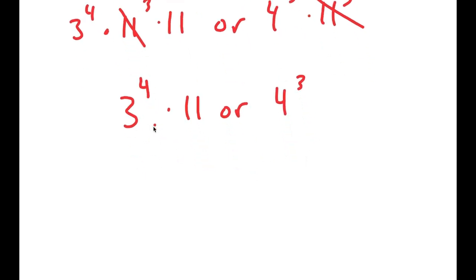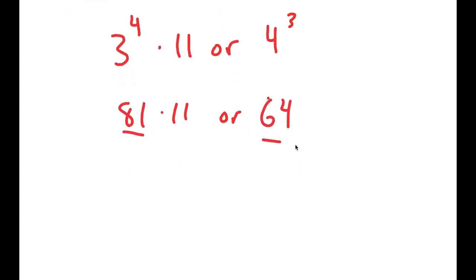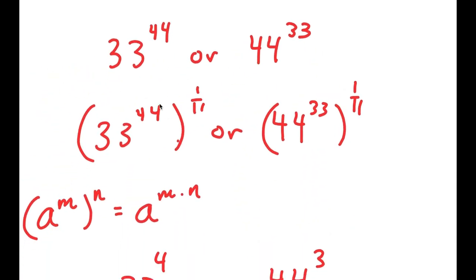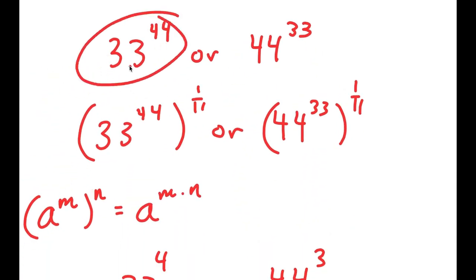Now 3 to the power of 4 is 81, so I have 81 times 11, or 4 to the power of 3, which is 64. Now 81 is already greater than 64, and on top of that we're also multiplying by 11, which turns into 891, or 64, meaning 891 is greater, so 33 to the power of 44 is the greater term.